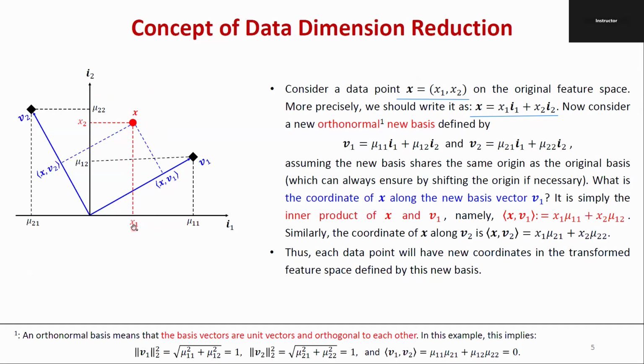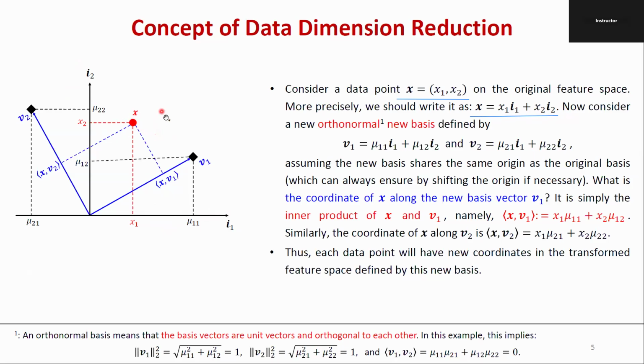Suppose, let's say, x1 is 3 and x2 is 5, so you can write x equal to (3, 5), right? What does x equal to (3, 5) mean? That means x equals 3 times I1, where I1 is this direction, the x-axis, plus 5 times I2, where I2 is the y direction. That's the meaning.